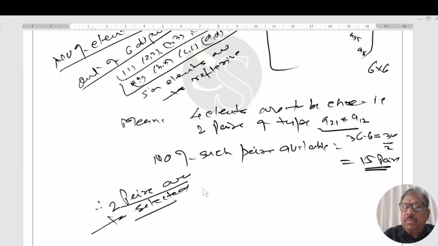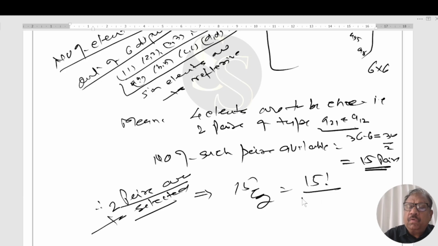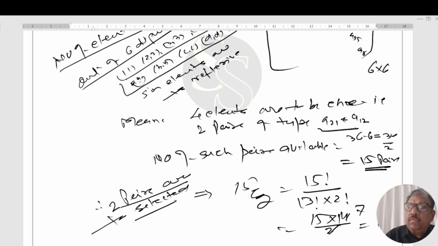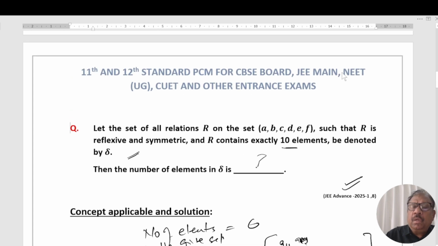Then 15C2, that is factorial 15 over factorial 13 into factorial 2, 15 into 14 divided by 2, 105 is the fill in the blanks answer. Right? Means 105 will come here as the answer. Now I will tell it orally. 10 elements, 6 pairs selected, remaining are 30. 30 means 15 pairs. Out of 15 pairs, we have to select 2 pairs. So that is the answer. Right? Next question.